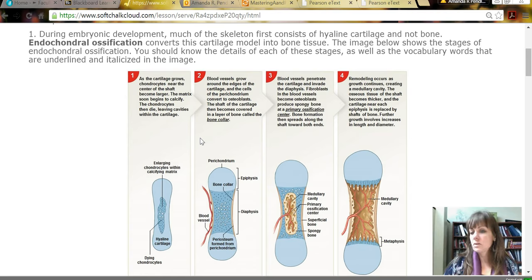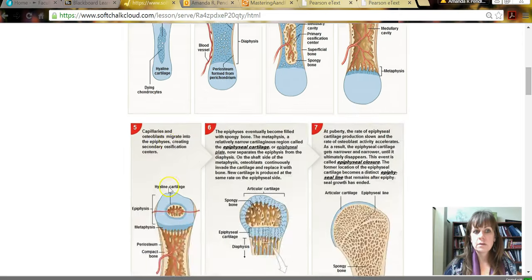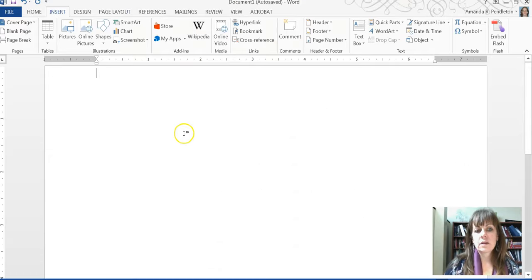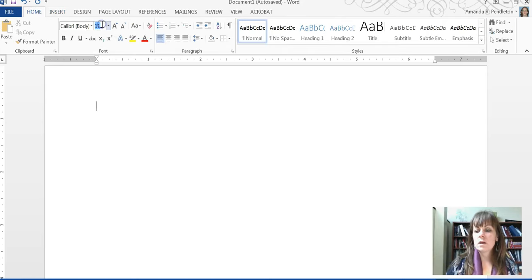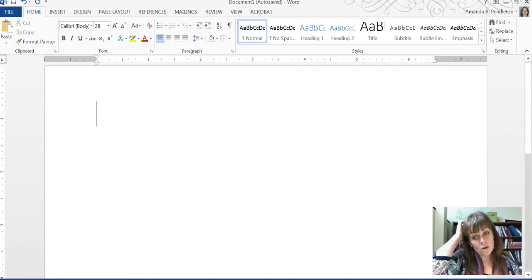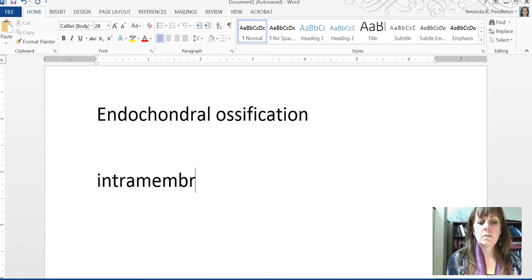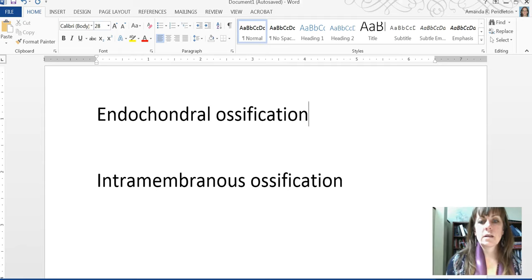we can have two types of bone development. One is called endochondral ossification, and the other one is called intramembranous ossification. I think it helps, when thinking about the mechanisms or the way this bone growth occurs, to think about the words themselves. So we have endochondral ossification and intramembranous ossification. So let's take those words.